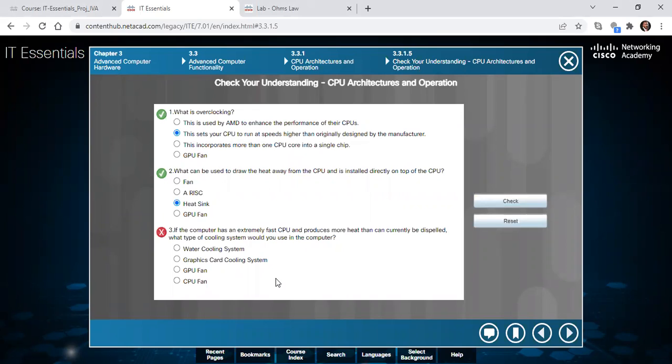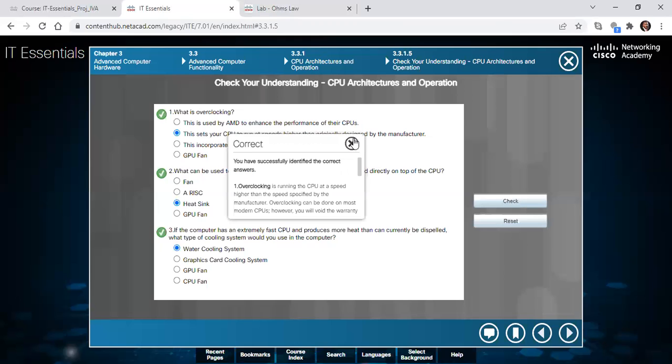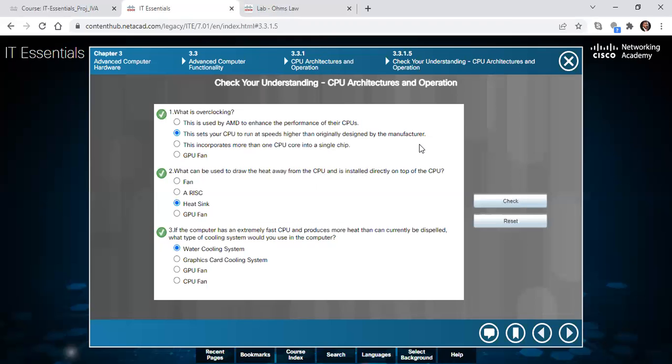Group B. If the computer has an extremely fast CPU and produces more heat than can currently be dispelled, what type of cooling system would you use in the computer? Water cooling system. Your final answer? Yes. All right, correct. Okay, so I believe we all have the understanding of the CPU.